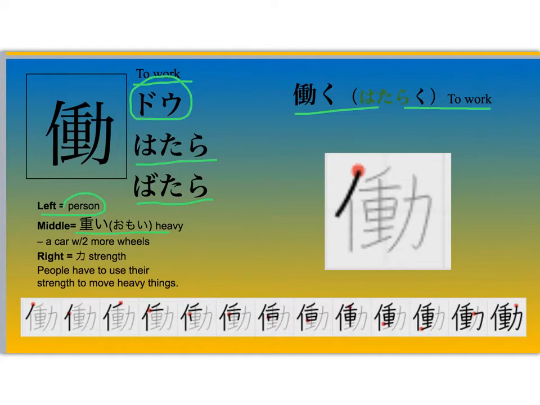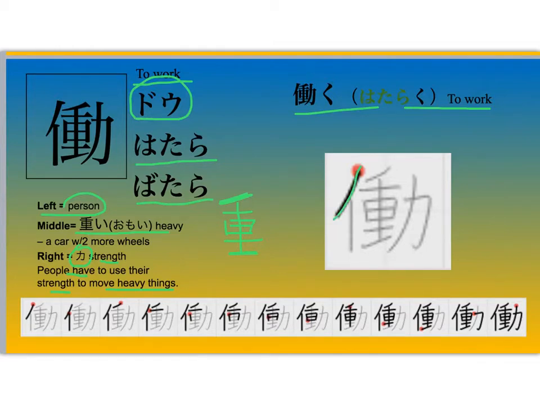Now, interestingly, if you take a look at omoi, you have basically car here, but then you have 2 extra wheels on the outside. So think of that as a car is heavy, but especially with 2 extra wheels, it's heavy. And then on the right-hand side, of course, you have the radical for strength, chikara. So really, people have to use their strength to move heavy things. Makes perfect sense. So this is how it works.